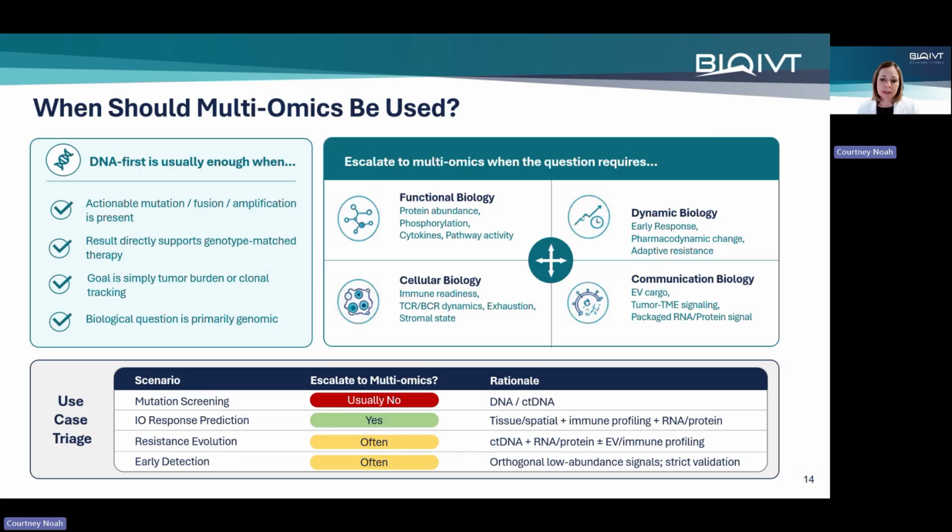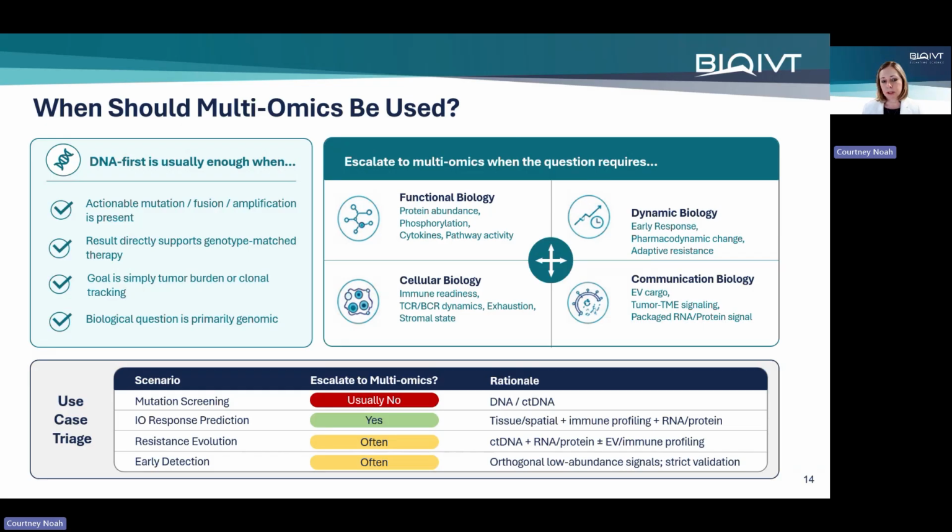And so those questions may require a much broader view, looking at the RNA, the protein, the immune profile, in addition to the genomics data. If you look at the use case triage table below, hopefully this is a helpful framework for you to consider. For mutation screening, DNA alone probably is sufficient. If you're thinking about assessment of an immunotherapy response, multi-omics is probably warranted.